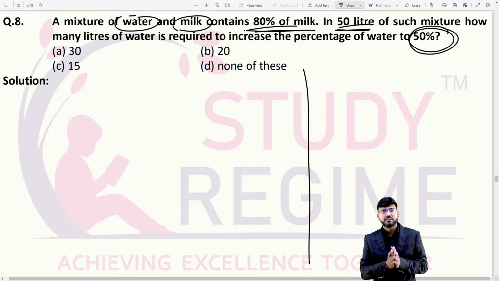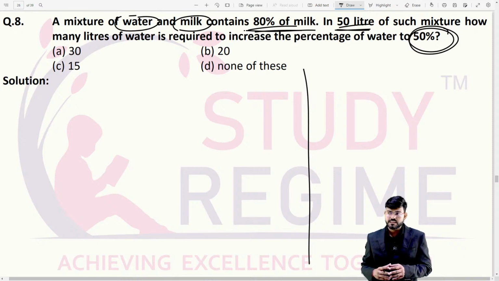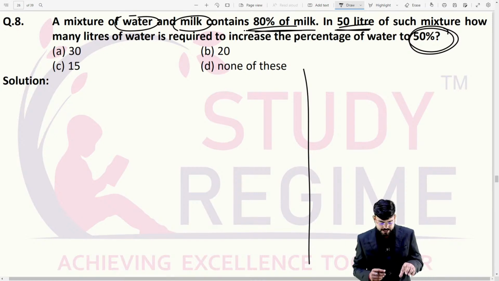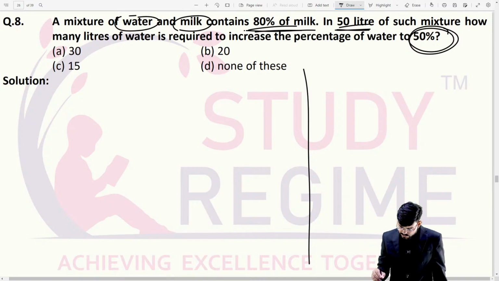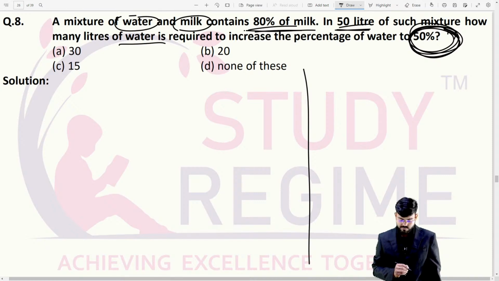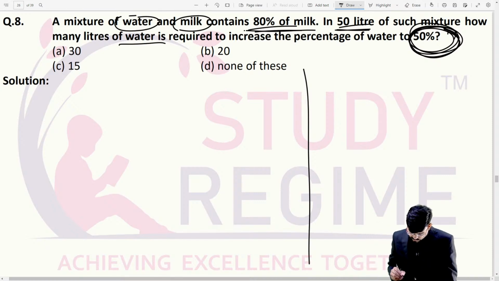So in this mixture, how much water should I pour to increase the percentage of water to 50%? Clear with the question? In a mixture it is given that the percentage of milk is 80%, so water will be how much? 20%. Why am I talking about water? Because in the question we have to increase water, and the question is asking to increase the percentage of water to 50%. Okay, just see how to solve this.